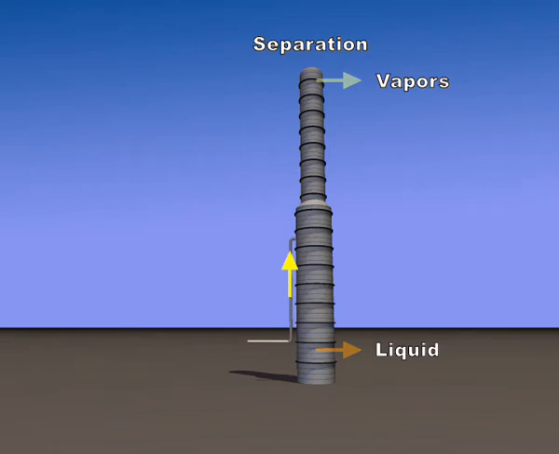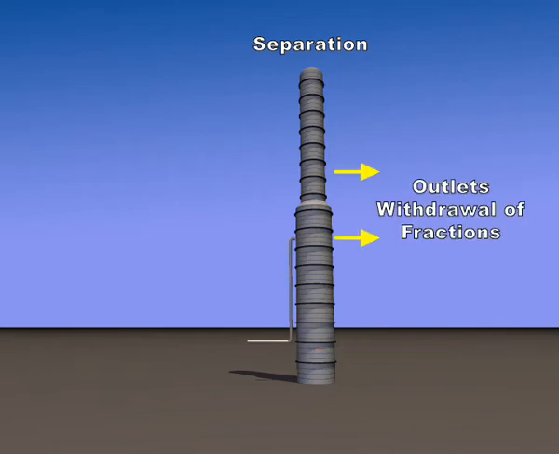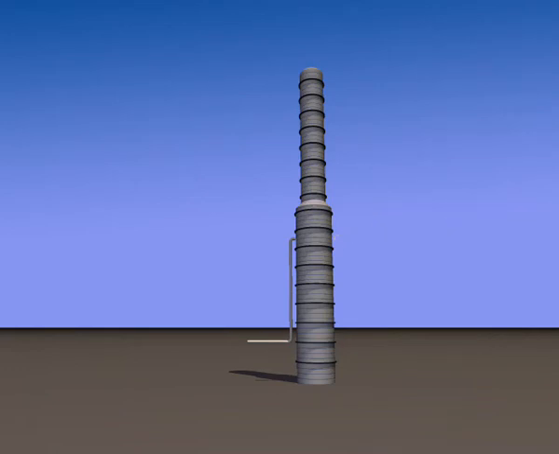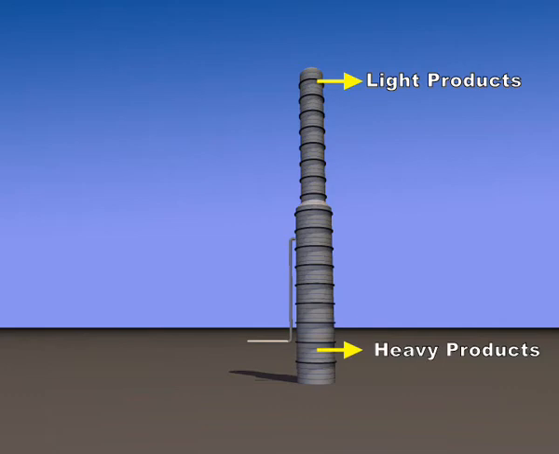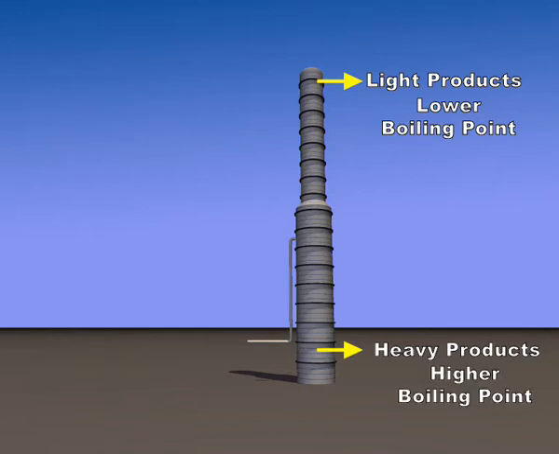The distillation towers have liquid outlets at intervals up the column which allow for the withdrawal of fractions that have a specific boiling point or boiling range. The lightest products exit from the top of the column. The heaviest products exit from the bottom. Products exiting from the top have a lower boiling point than those exiting from the bottom.